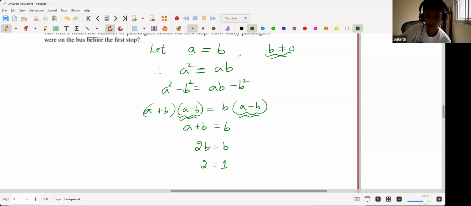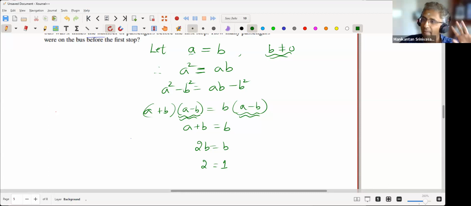Sir, how is A equal to B? No, I'm saying let a equal to b. I'm starting off with the assumption, let a equal to b. Sir, then A plus B should be 2B. Yeah, a plus b will be 2b. But based on what I wrote, I'm getting a plus b equal to b, right? Based on this method, I'm getting 2 equal to 1.